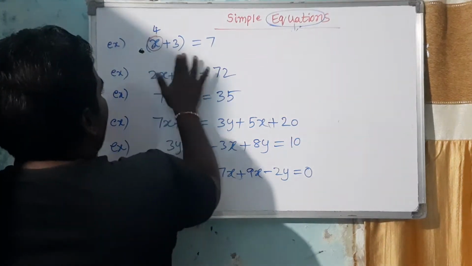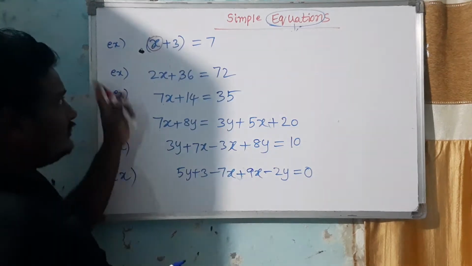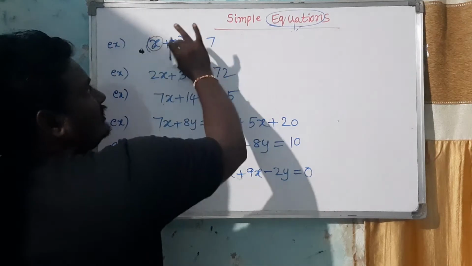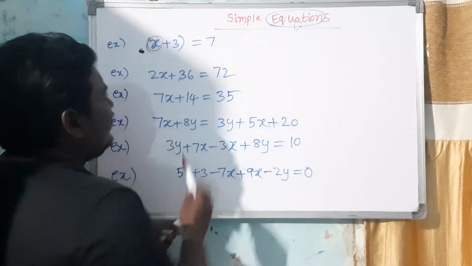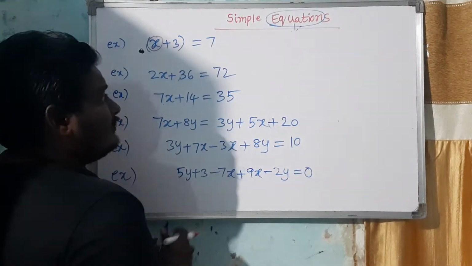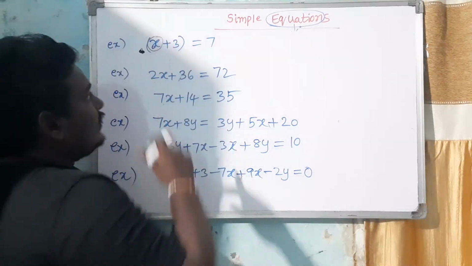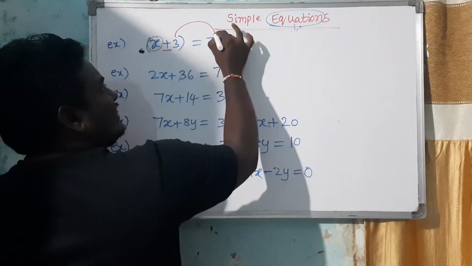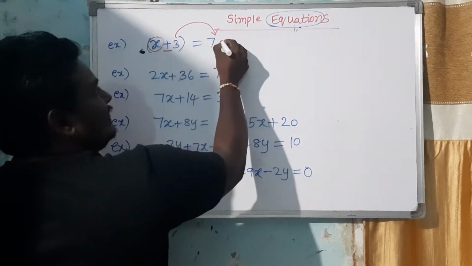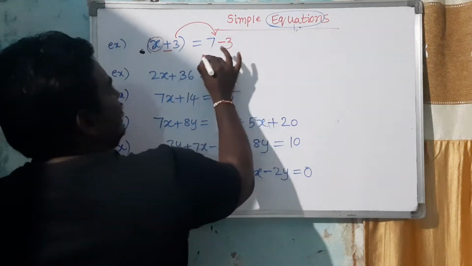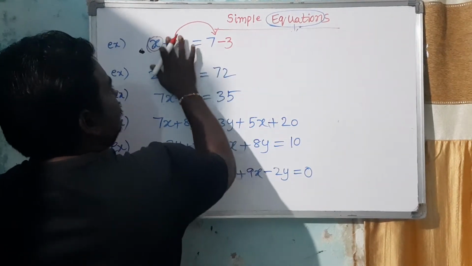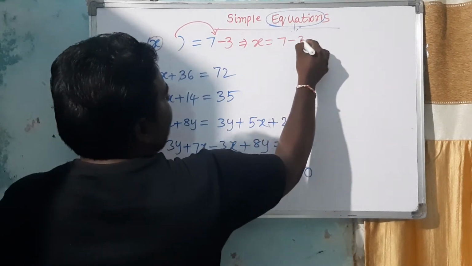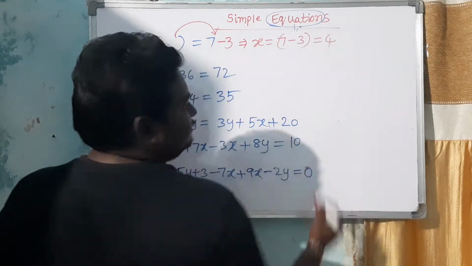But how to solve it? What is the process? We have to transform this 3 to this side. We have transformations here. Plus 3 is transformed to this side, becoming minus 3. So x equal to 7 minus 3, which is nothing but 4.